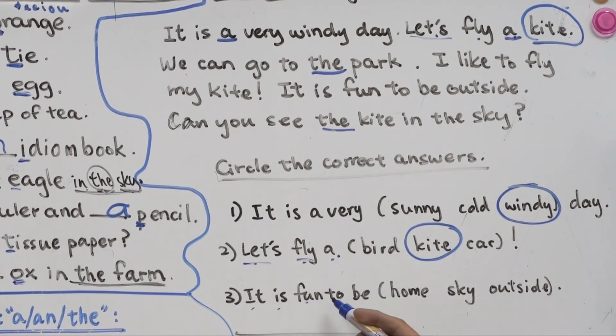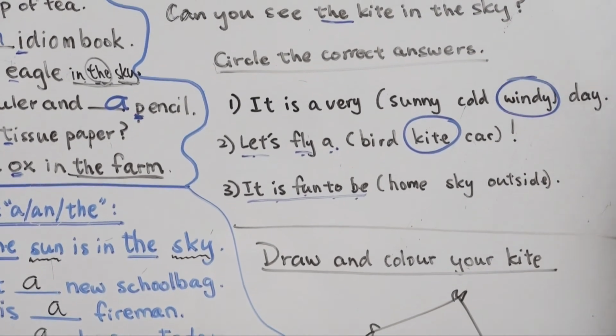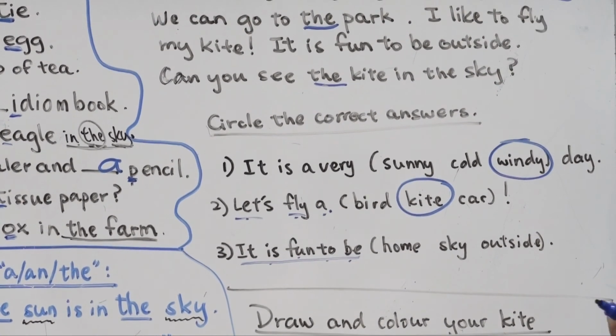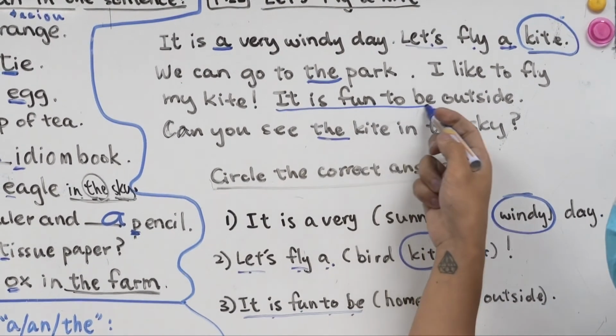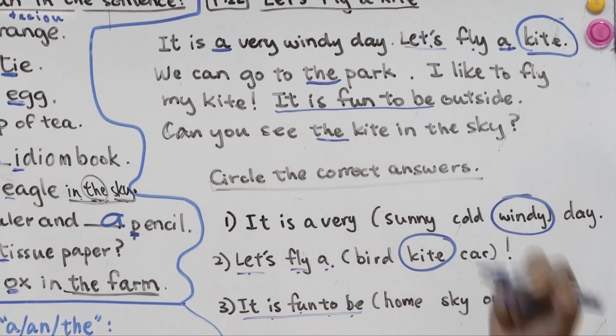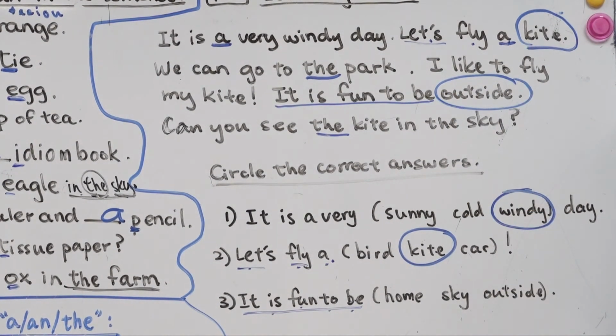It is fun to be home, sky, or outside. Now, we have to do the same thing again, where we take a look at the whole sentence. It is fun to be. Can we check out in the passage where it has it is fun to be? That's right, over here. It is fun to be. Now, for it is fun to be, what is the place that they're talking about at the end of the sentence?